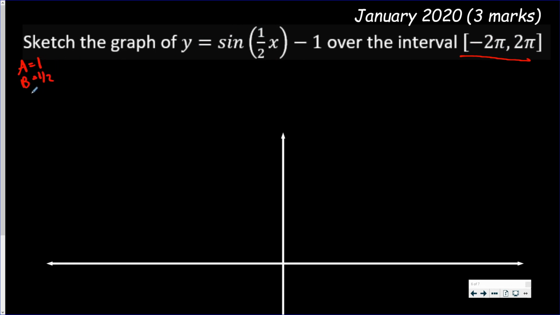So now when the b value is a half, when you go 2 pi divided by a half, you're going to get a period of 4 pi, right? Just do the reciprocal and multiply. So that means it takes 4 pi units to do 1 full cycle of the sine curve. We also have a vertical shift of -1. So it's going to go 1 unit down, which is unfortunate, but whatever.